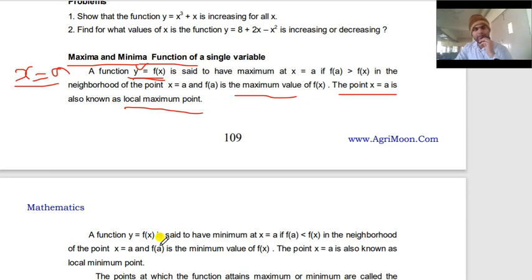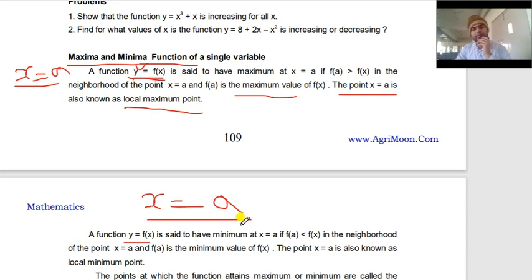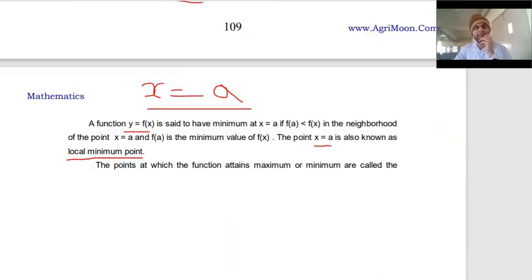Similarly, the definition of minima is similar to the previous one. Suppose we are given a function y = f(x) and it is minima. That means it attains the minimum value of function y. So if the value of x is a, then the function y is minima, and x = a is called a local minimum point. So I think you are aware of the maxima and minima.